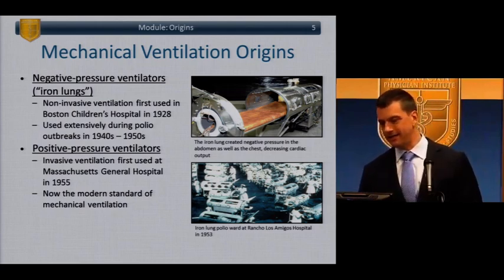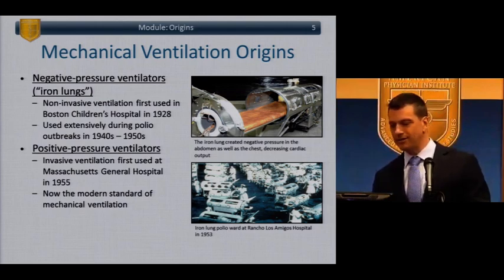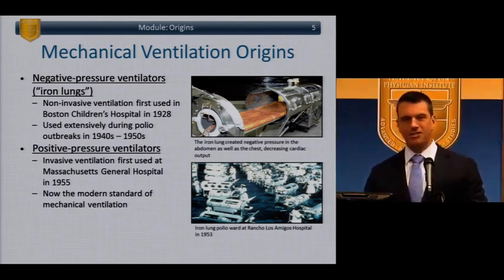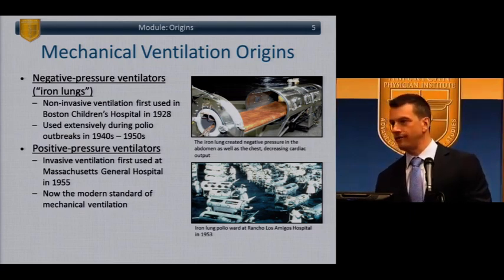Here you can see this came about during the polio epidemics, and there at the bottom, Rancho Los Amigos Hospital back in 1953 was just child after child with polio on these iron lungs. Positive pressure ventilators first came in 1955 at Mass General, and this is now the modern standard for ventilation.